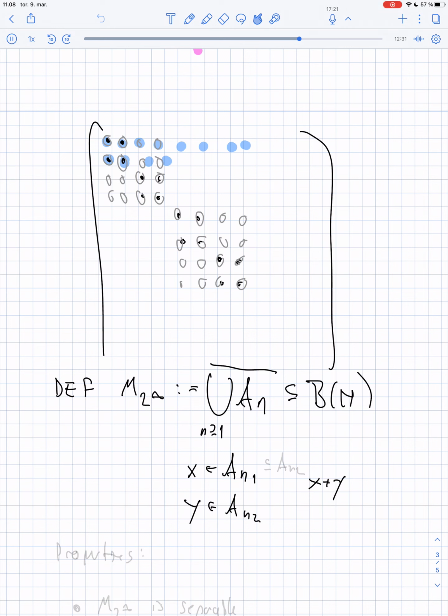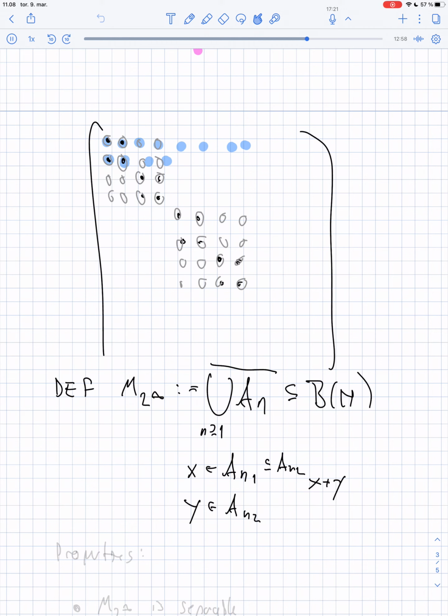But then the point is that one of these two indices, n1 or n2, is the biggest one. So let's say perhaps n2 is the biggest one, right? Then x lies in A_{n1}, but that's inside A_{n2}. So I can think of x as coming from A_{n2}, and y already came from A_{n2}, so it makes sense to add them. And I can multiply, I can take stars, whatever.